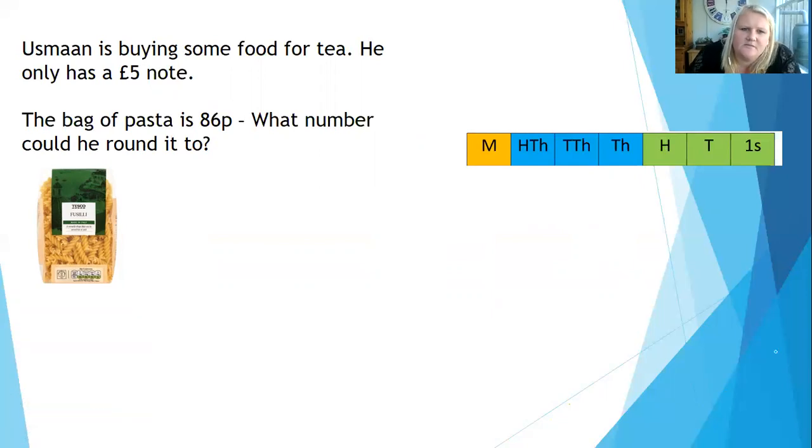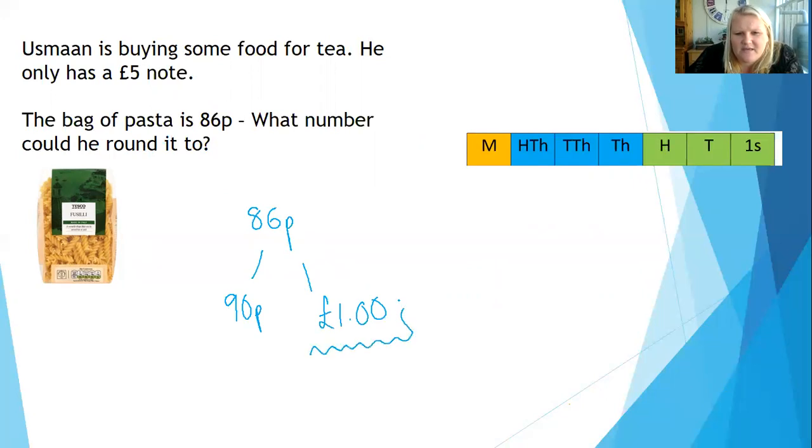Okay, so Usman is buying some food for tea. He only has a £5 note. The bag of pasta is 86p. What number would you round that to? So I'd say Usman's got 2 options here. He'd either round it to 90p, or you could round it to £1. Which number is going to be easier to remember if we've only got £5 to spend? I'd probably go with £1 if it was me. If I was in the shop and I was Usman, I would go, right, I'm going to round that to £1. So the pasta's costing about £1. Okay, just to make sure I don't run out of money.